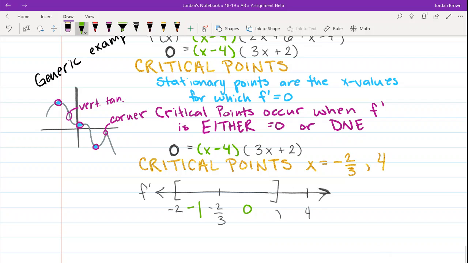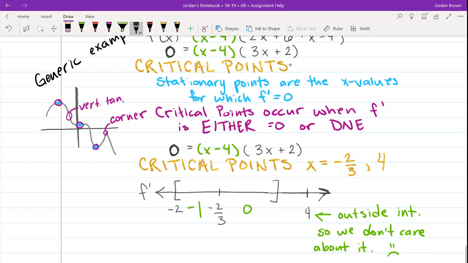So notice 4 is outside the interval, so we don't care about it. Okay? So we just need to check -1 and 0. Now when we plug -1 in, yeah, we just abandon it off on the side of the road in a cardboard box and hope someone gives it a good home.